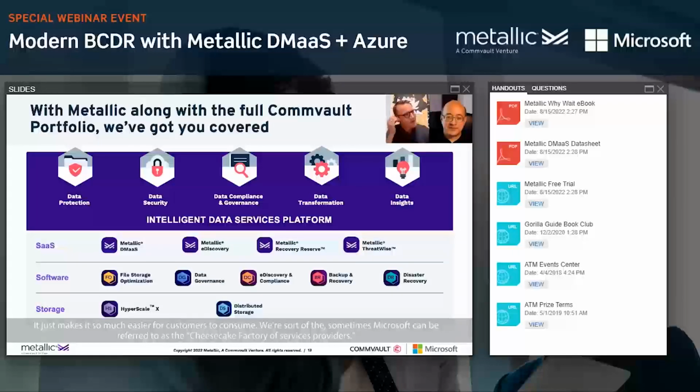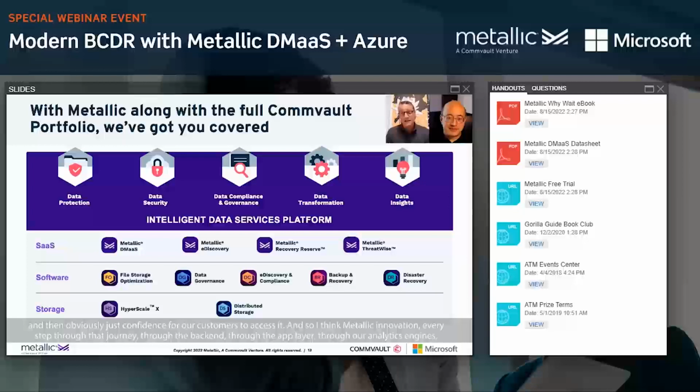Sometimes Microsoft can be referred to as the Cheesecake Factory of service providers. The menu is big and it's deep and it's awesome. We know you're going to walk away full, but man, sometimes there's just too many options there. And how do you configure it together to go the right way? We know we've got these robust, deep capabilities. We just need to ease access, usability, and then obviously just confidence for our customers to access it.